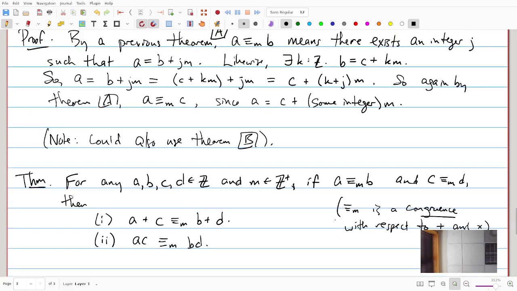Any questions? All right. So next time we'll do a bunch of examples, and we'll show we can actually use these properties to solve equations and stuff using this equivalence modulo M instead of equals, and that'll be a practical tool that we use.